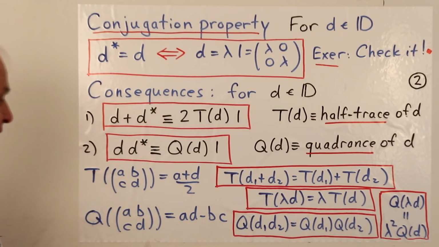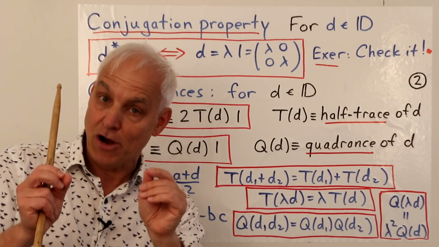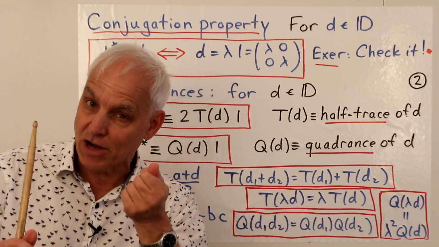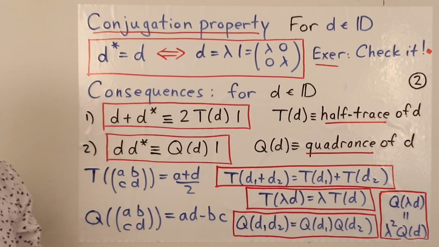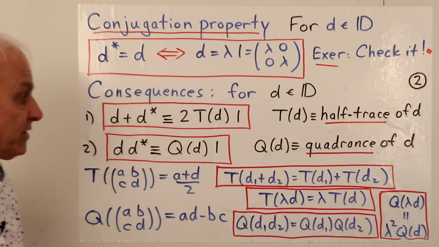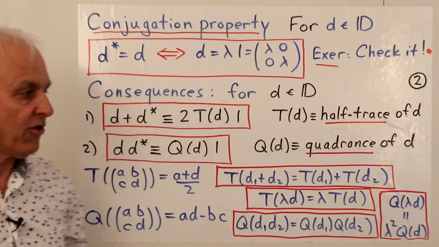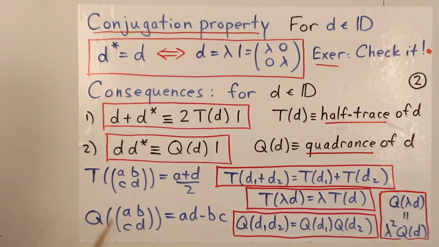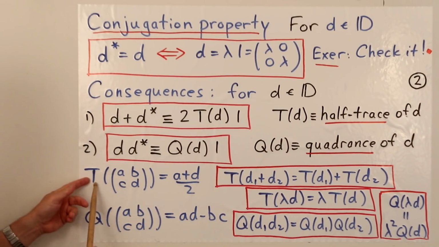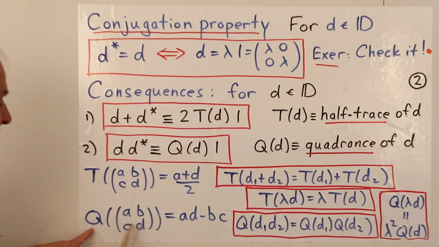And if we look at something else which is invariant under conjugation, the product of D and D star, that will also be invariant under conjugation. So by the property up here, it also has to be a multiple of the identity. And if we define that multiple to be Q of D, then that defines the quadrance of D, which you all know is just the determinant of the 2x2 matrix. So exactly in coordinates, T of A, B, C, D is A plus D over 2. It's the half of the trace. And Q of A, B, C, D is the classical determinant, AD minus BC.